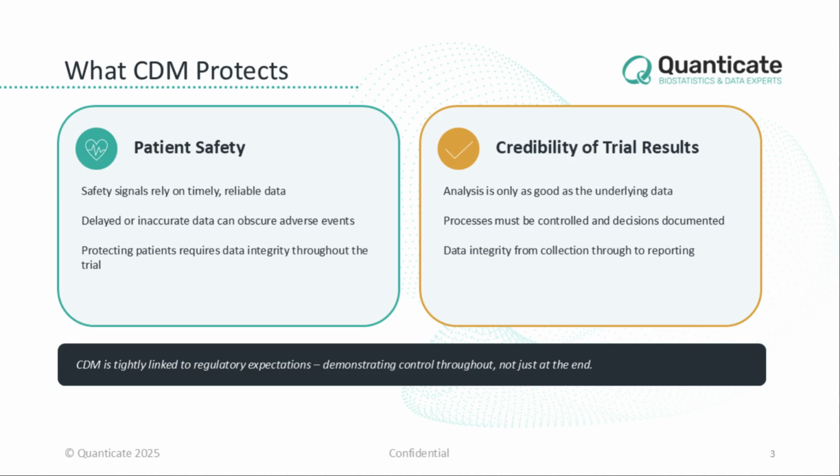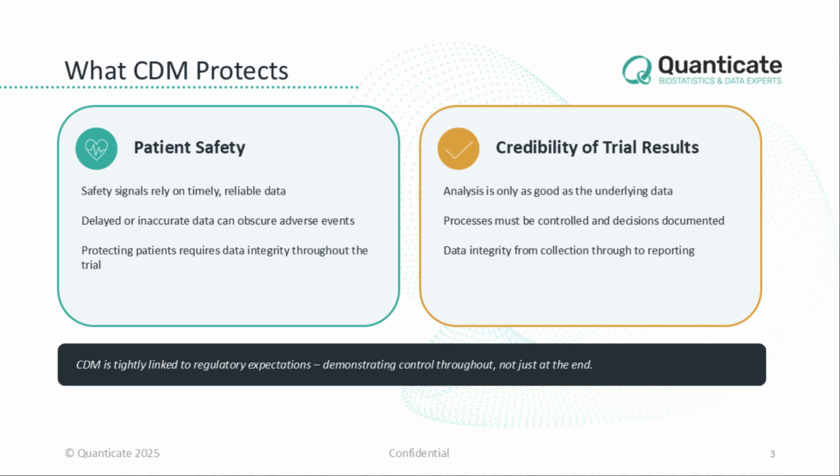Now, this matters for two reasons. The first is patient safety, because safety review depends on timely and reliable data. The other is the credibility of trial results, because no analysis can be stronger than the data behind it. In practice, CDM is about showing that data have integrity from collection through to reporting, with controlled processes, documented decisions, and a data set that reflects what really happened in the trial.